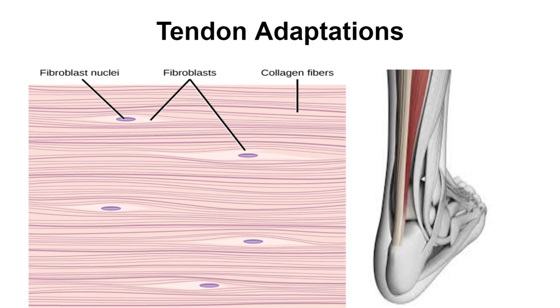So when you stress the system, the tissues respond by either, if it's too much, it gets injured, but if it's just enough of a stimulus, it creates the protein synthesis to get stronger in the muscle and in the tendon. So you have these adaptations going on all the time.